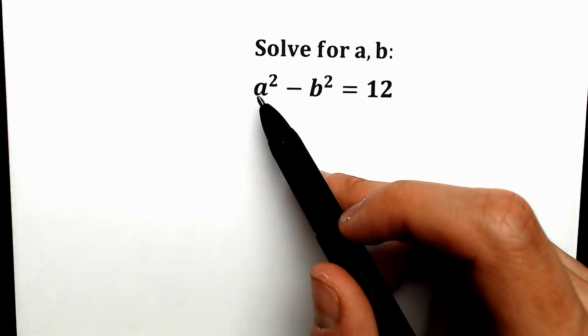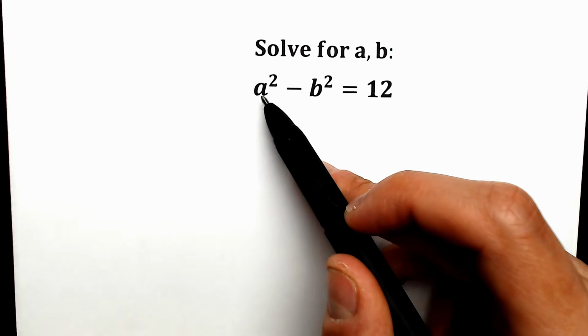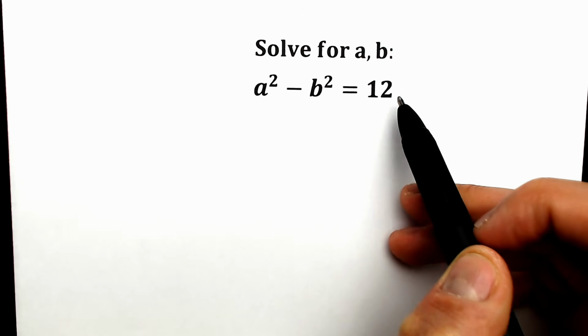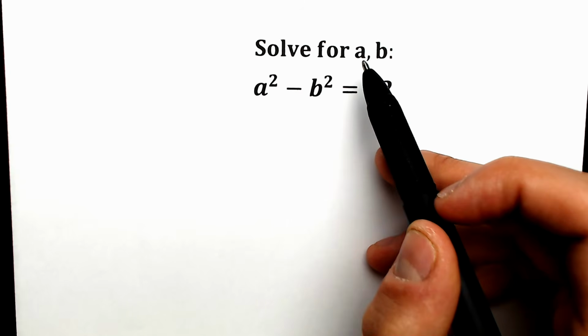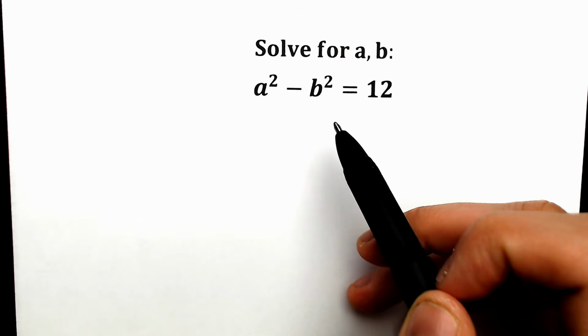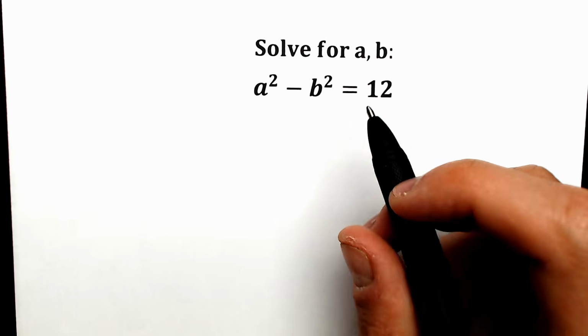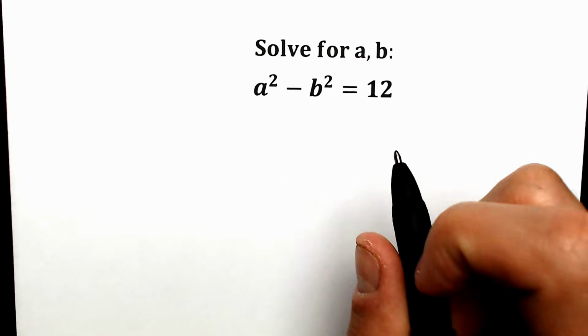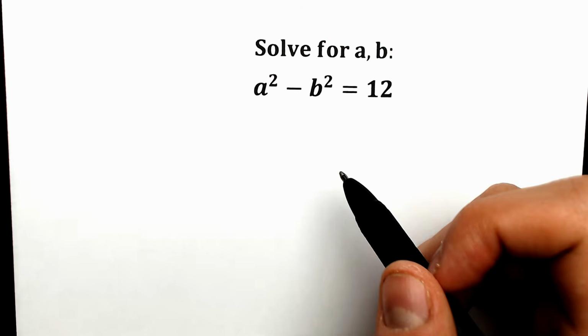Today we have a great algebra question. We know that a square minus b square equals 12, and we need to solve this question for integers a and b. If you have your solution, your answer, you can also write it in the comments below, and then we will check your answer, so it will be really interesting.